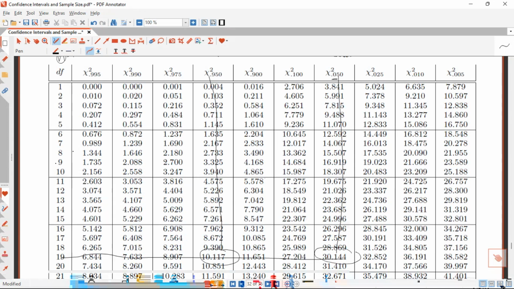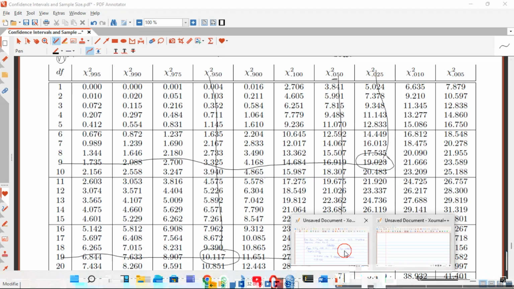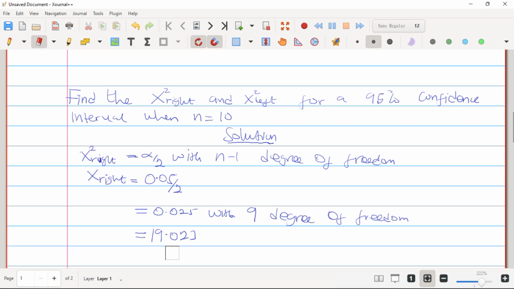So we have a degrees of freedom of 9, and then alpha subscript 0.025, right? So we're just going to trace this one to that side, and then trace this one to this side, and they are meeting at 19.023, right? So that one will be our critical value. So let's go to our worksheet and see what we got. The answer we got, right? So we are also having 19.023, right? So that is how we can find that one to the right.